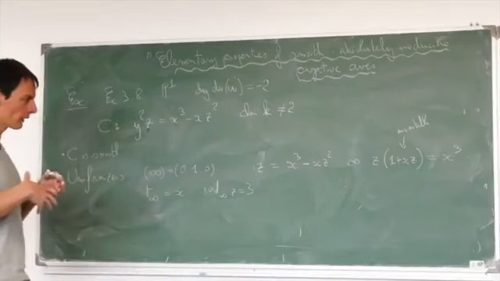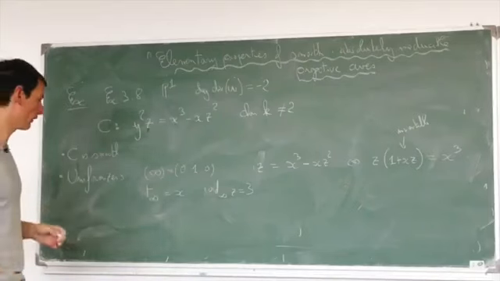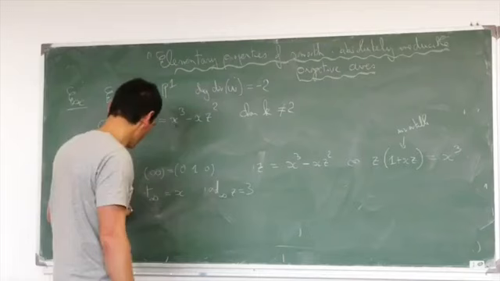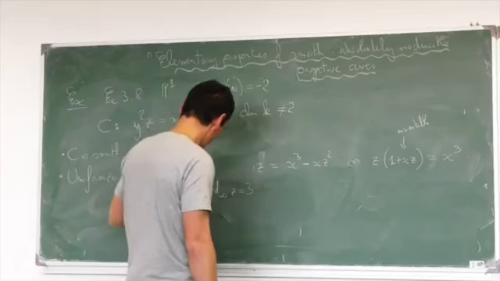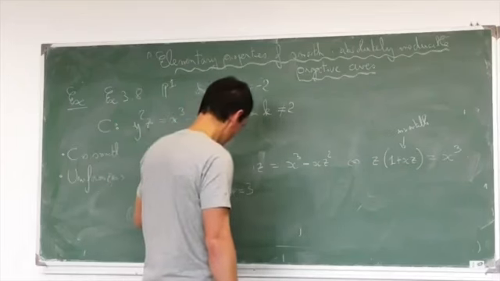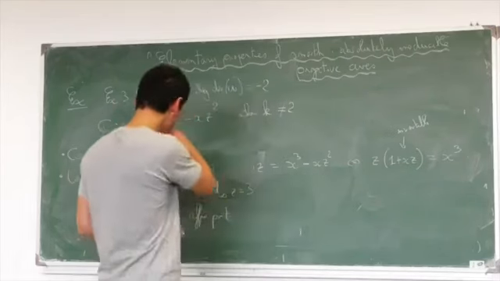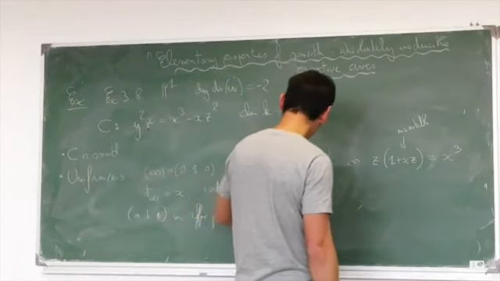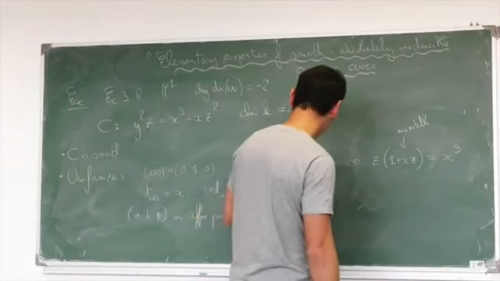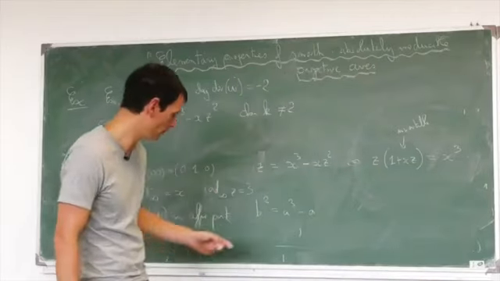Now I have to look at all the other points, all the affine ones. So let's take an affine point (a, b, 1), an affine point. Okay, it means that b squared is equal to a cubed minus a. That's the equation I have.